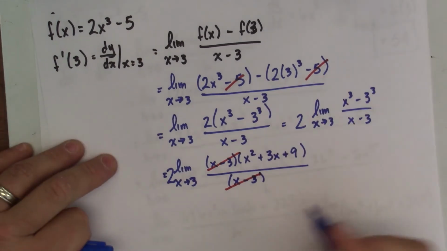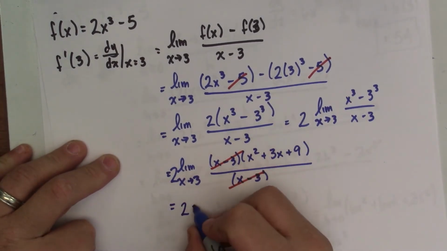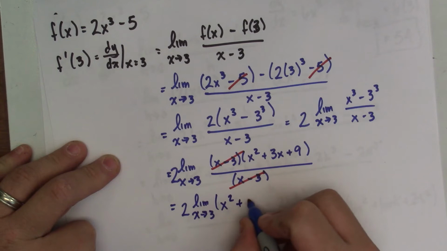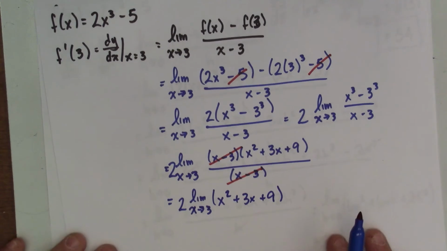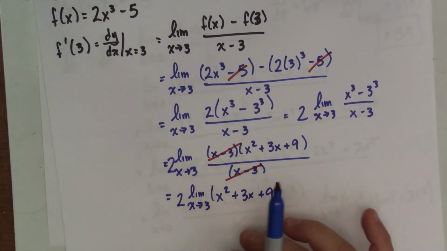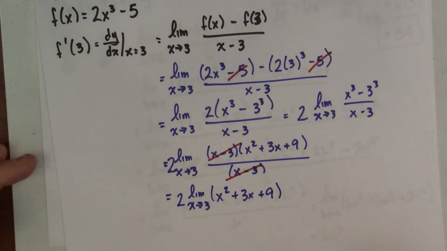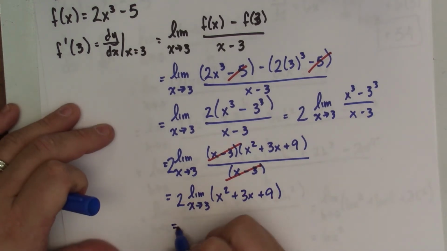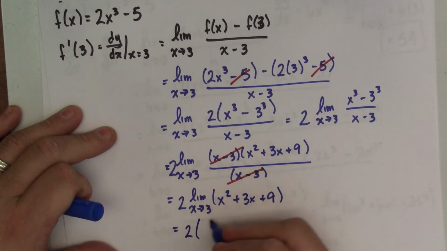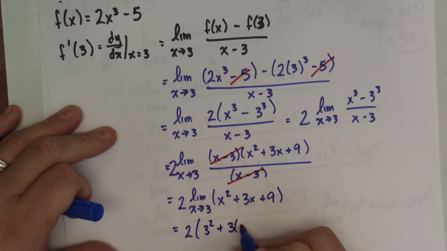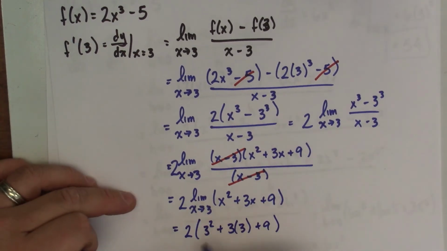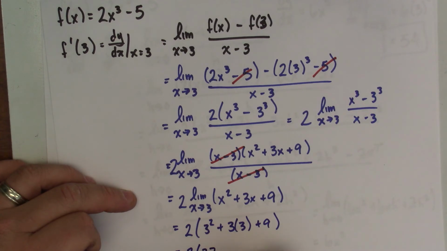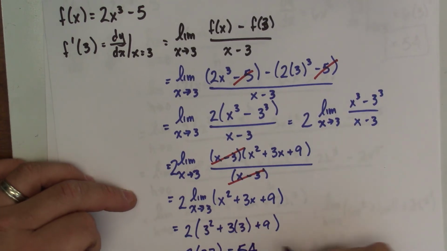So here I've got 2 times the limit as x goes to 3 of x squared plus 3x plus 9. Now here, I have no domain restrictions. I have no problems. This is a polynomial. Going back to section 2.3, we said that if I've got a polynomial, I can just plug in 3 to evaluate this. So that's 2 times 3 squared plus 3 times 3 plus 9. 9 plus 9 plus 9 is 27. So I've got 2 times 27, and that's 54.